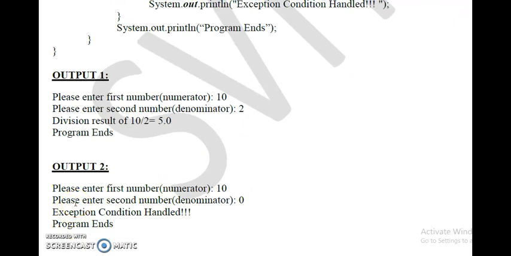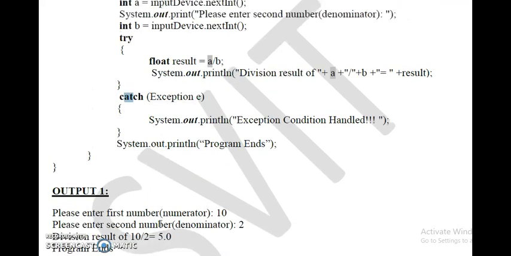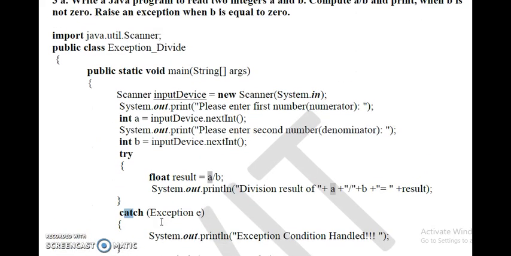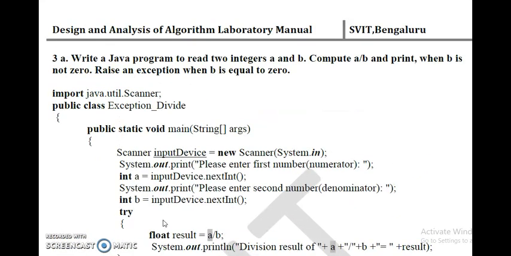This is the output of the second case where an exception is raised. It finds that an exception is raised in the try block, immediately jumps to the catch block, and the remaining statements below the catch block are executed till the program ends. This is how the program is designed to handle the exception here.